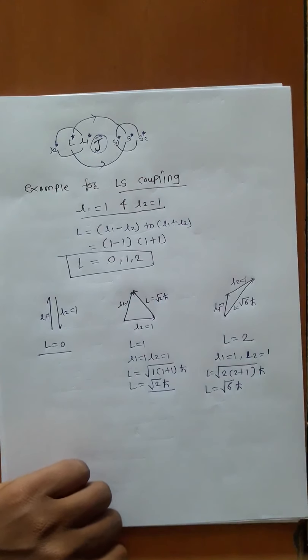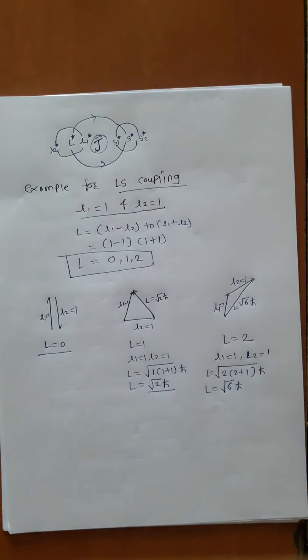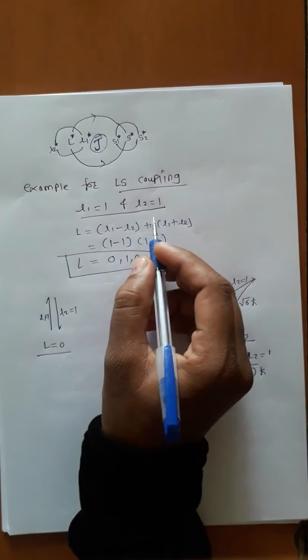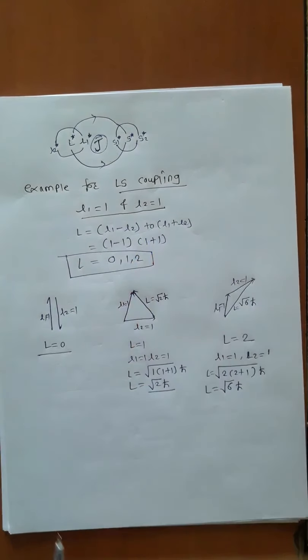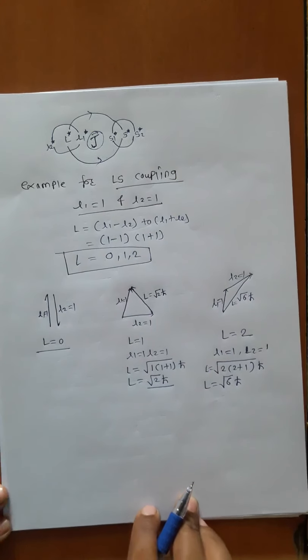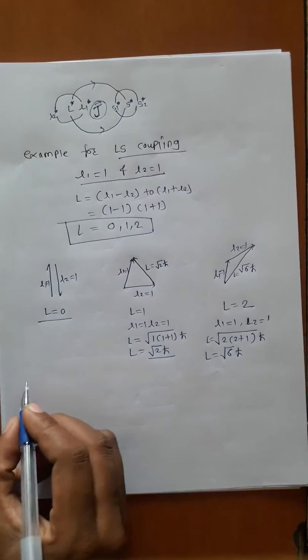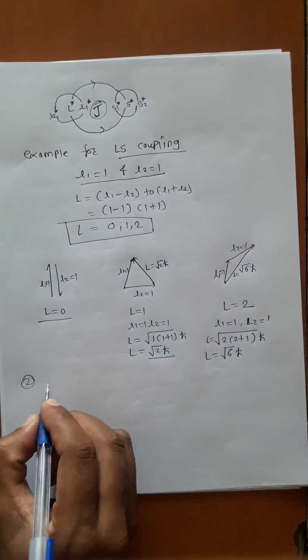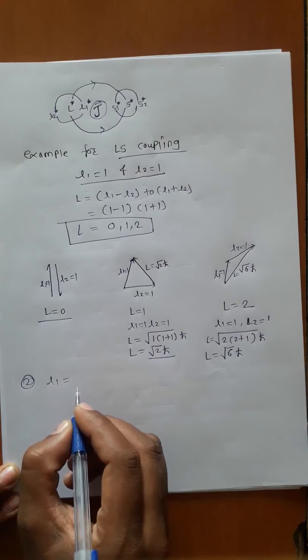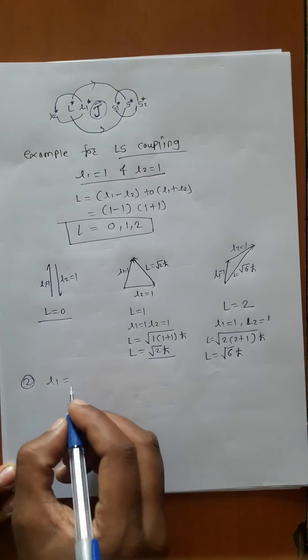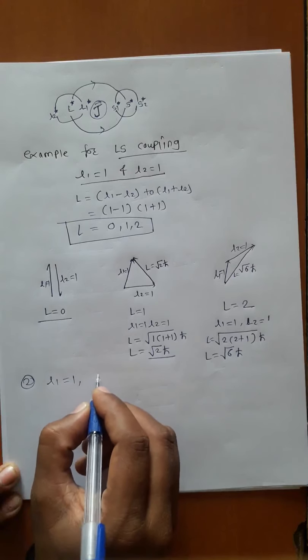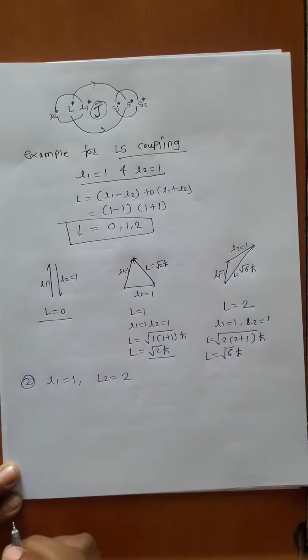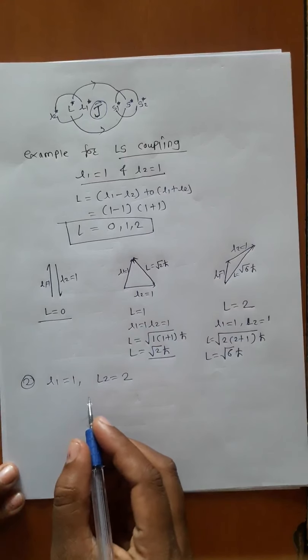Okay, this is all about the LS coupling for L1 is equal to 1 and L2 is equal to 1. Now we have to see another example for L1 is equal to 1 and L2 is equal to 2. Then how will we write it?